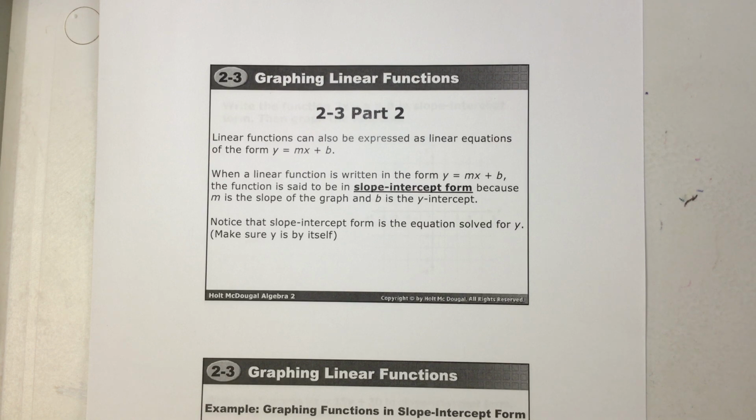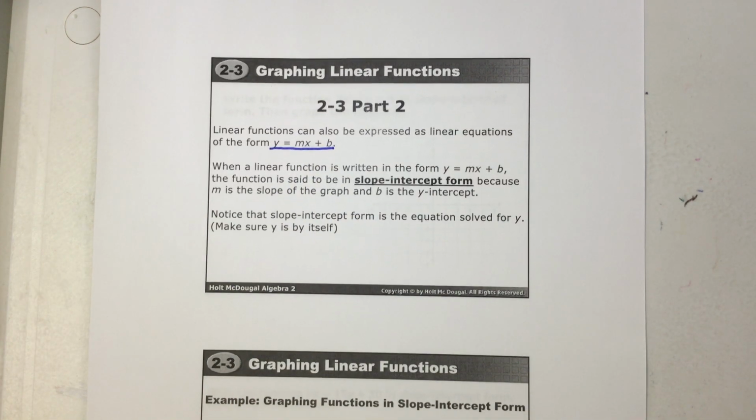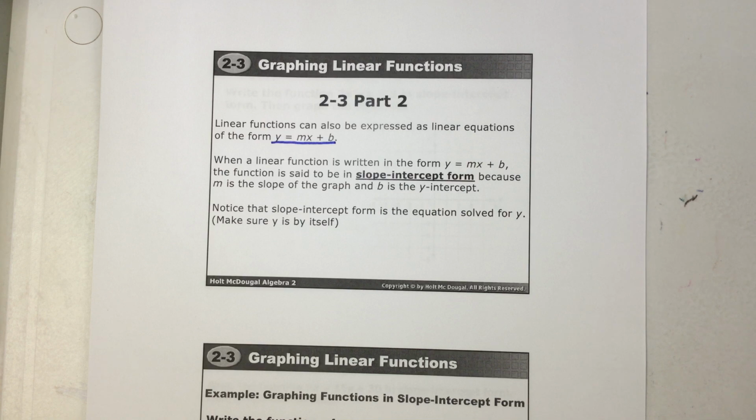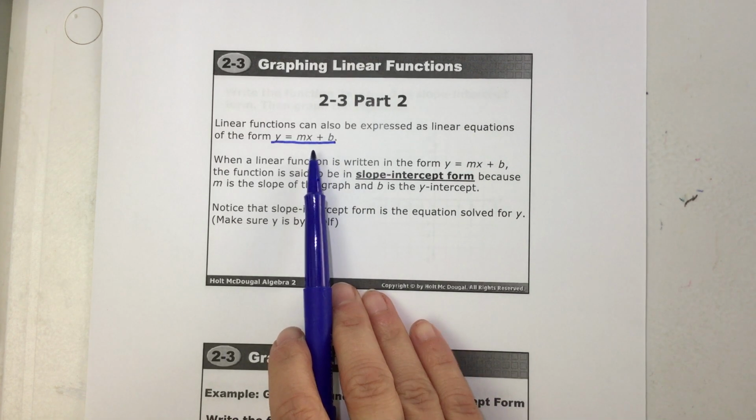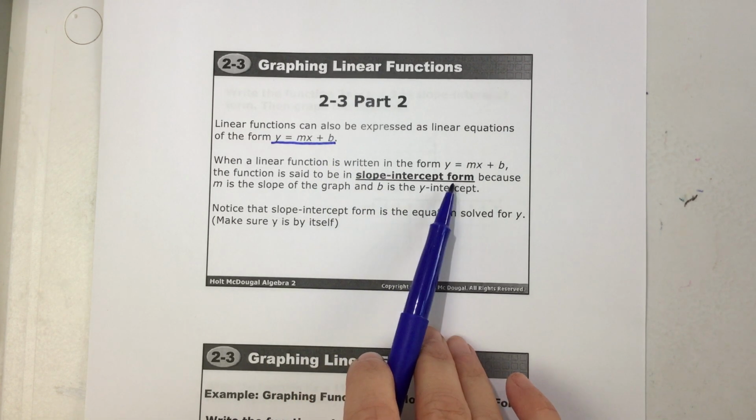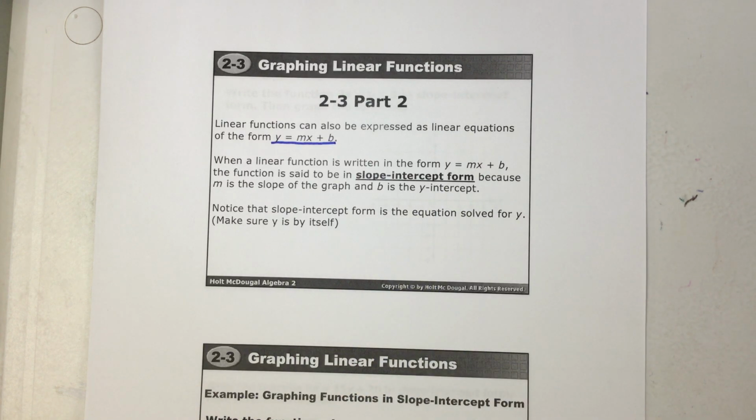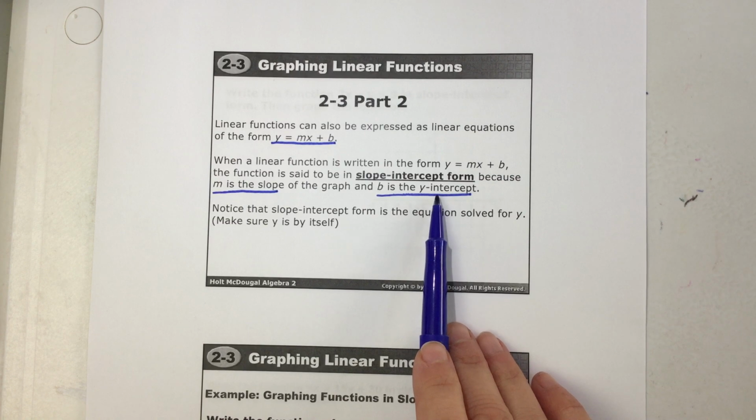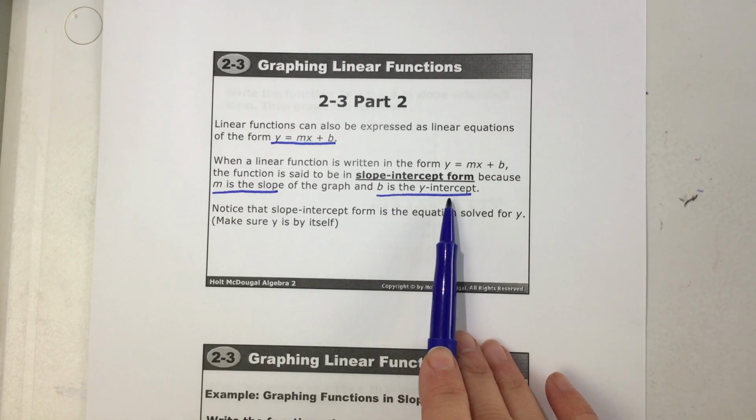Linear functions can also be expressed as linear equations in this form, y equals mx plus b. Now hopefully that seems familiar to you. When a linear function is written in this form, it's called slope-intercept form. That's because you can quickly look at the function and identify the slope as well as what's called the y-intercept. The m is the slope, the b is the y-intercept. Remember, that's the location where your line is going to cross the y-axis.